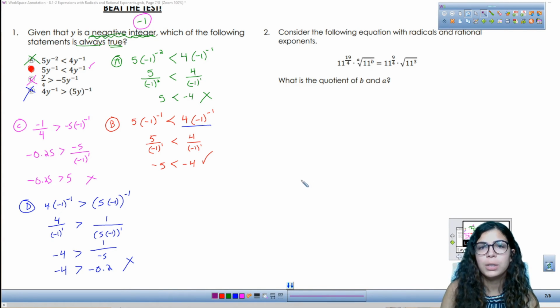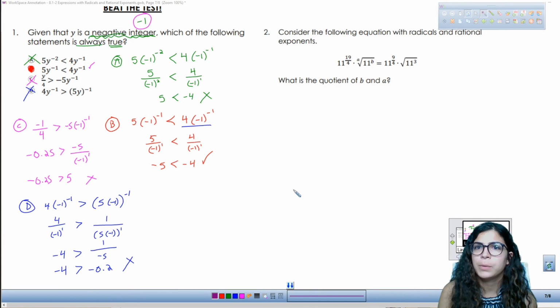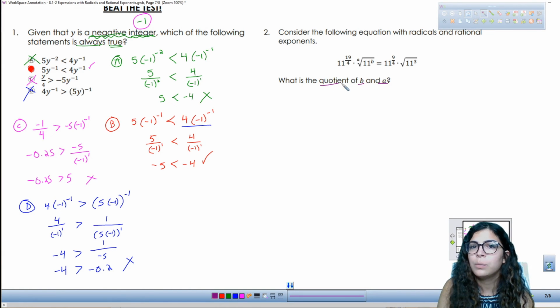Okay, let's move on to number 2. It says, consider the following equation with radicals and rational exponents. So we have a mix of the two. And it says, what is the quotient of B and A? So what is the result after division of B and A?